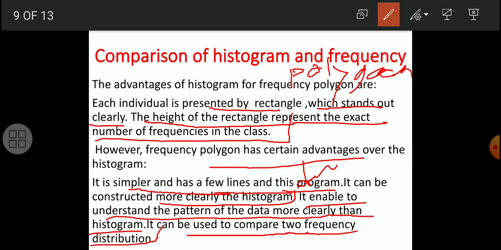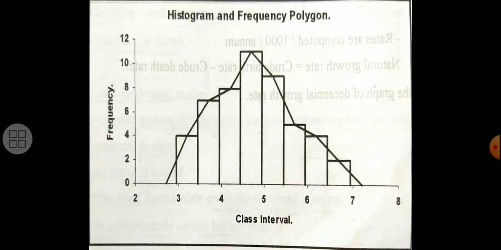So these are the advantages of each and every data representation method over the other method. So whichever is suitable, that we have to use. Here, the histogram and frequency polygon we will be able to see with the help of this diagram.